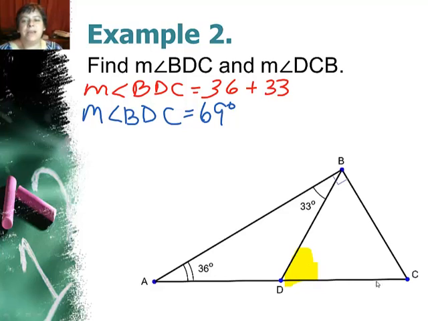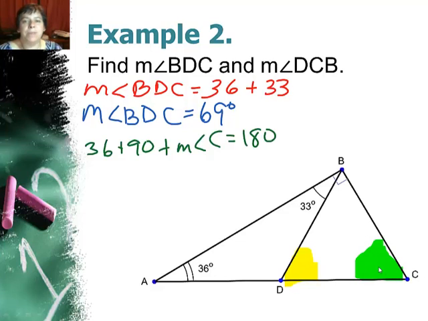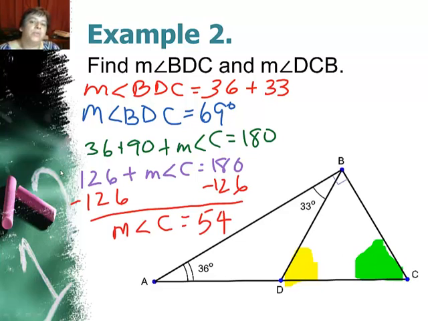Now I'm going to find angle DCB, which is the green one right here. Well, 36 plus this 90-degree angle right there, plus our mystery angle C is 180. Combine like terms, and then subtract 126 from both sides, and I get the measure of angle C is 54.